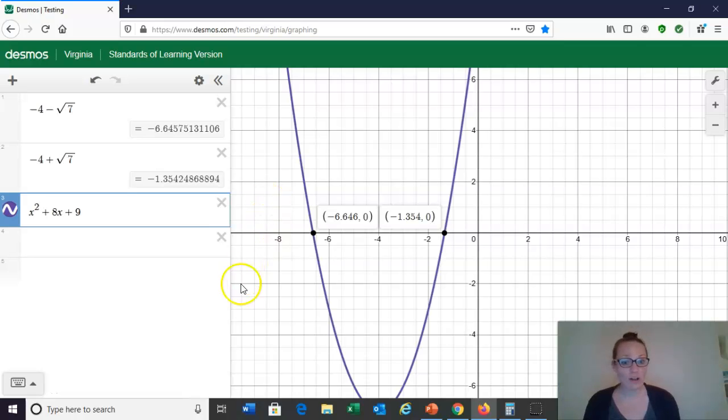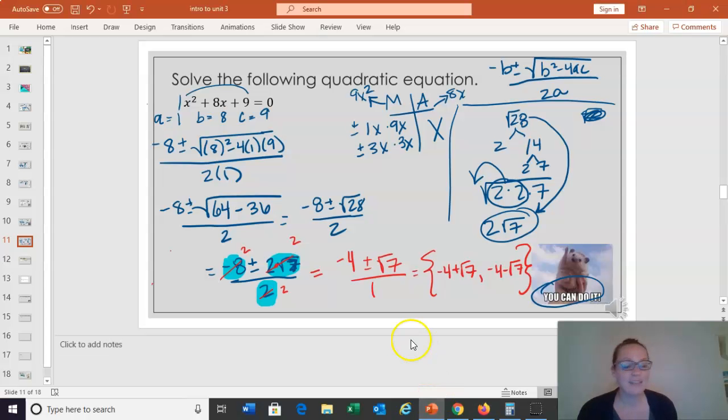Awesome way to just confirm your work. All of your hard work is confirmed. The click of a button.